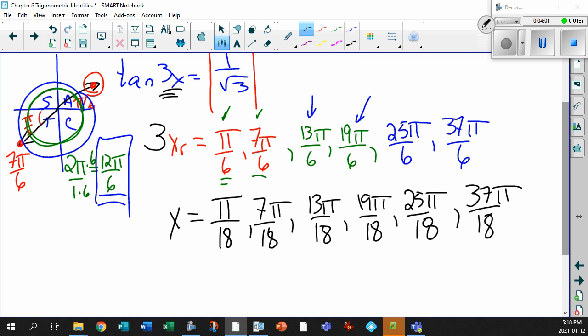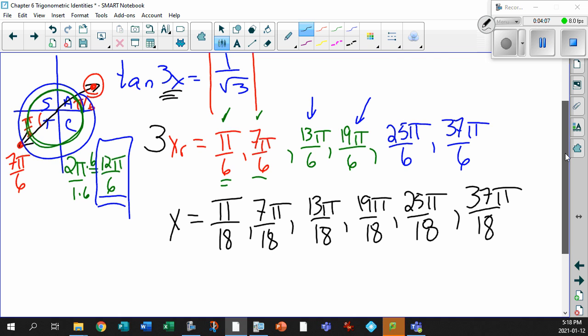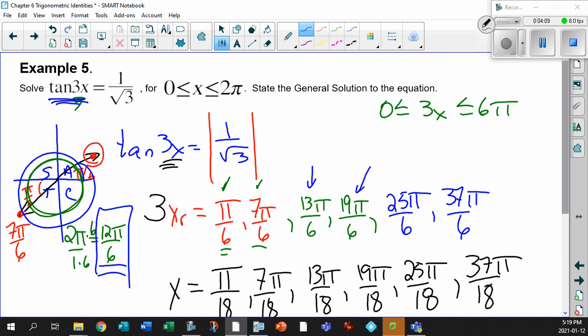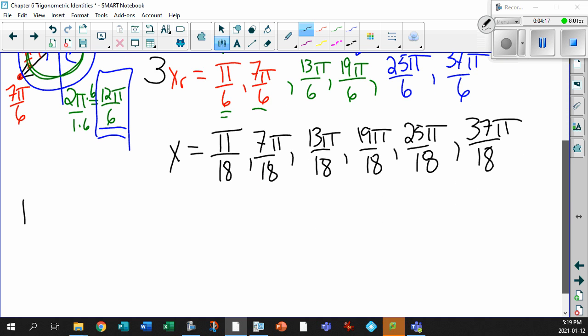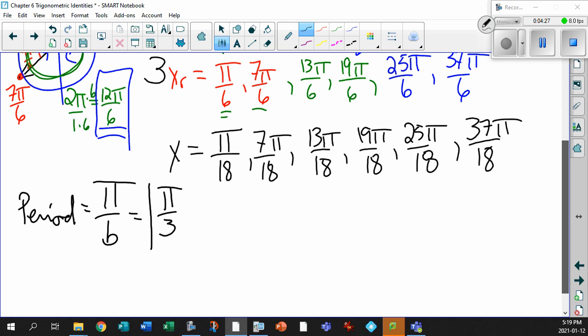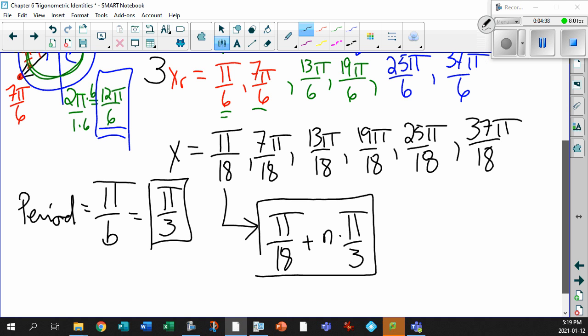Isn't that sweet? Now, what is the general formula? Well, the general formula, remember, is based on the period. What is the period? The period, there's that b value. Let's figure out what the period is right now. Okay, so you know and I know that the period is pi over the b value. So guess what? The period, yeah, is pi over 3. Well, that's too simple. So take your first guy, pi over 18. You're going to add multiples of the period. There's your general formula for this particular question.